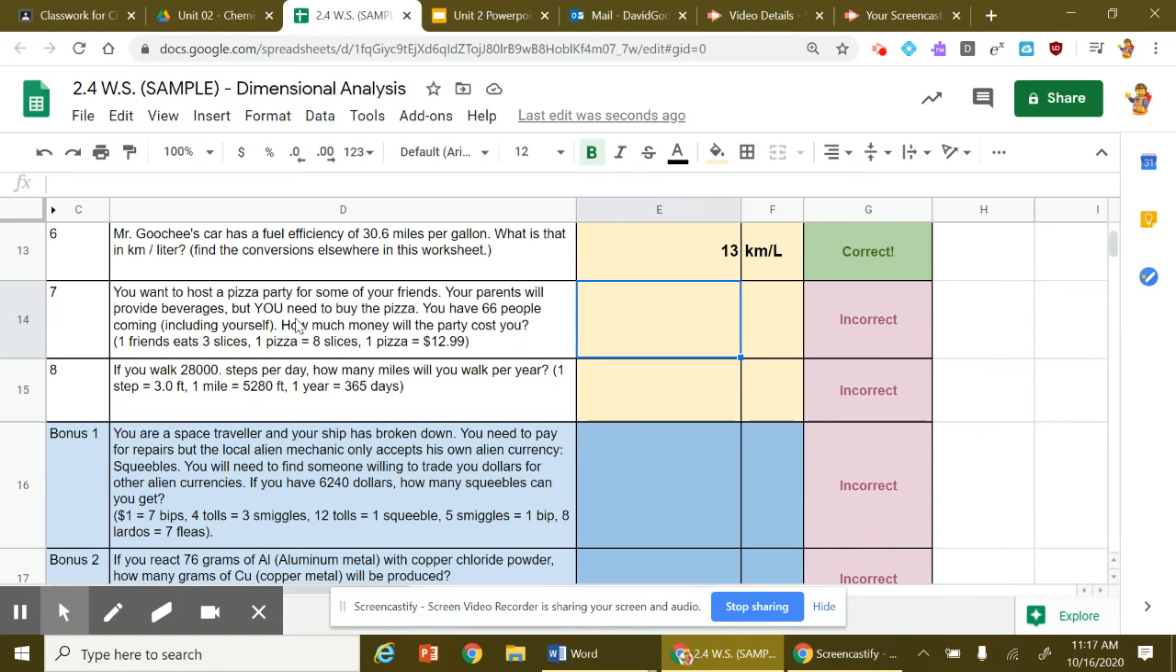All right, and I got some conversion factors here, some assumptions. Assume that one friend will eat 3 slices, one pizza is 8 slices, and one large pizza is $12.99 for a decent pizza. I mean, like a decent pizza with stuffed crust and some stuff.